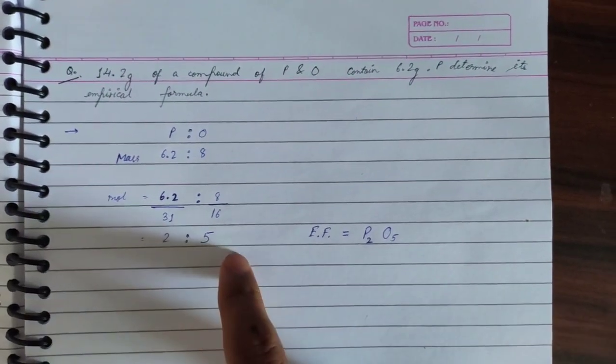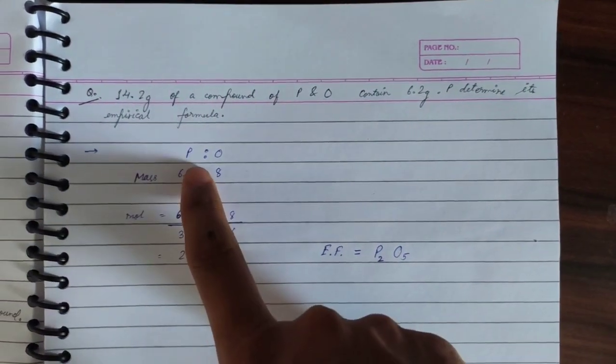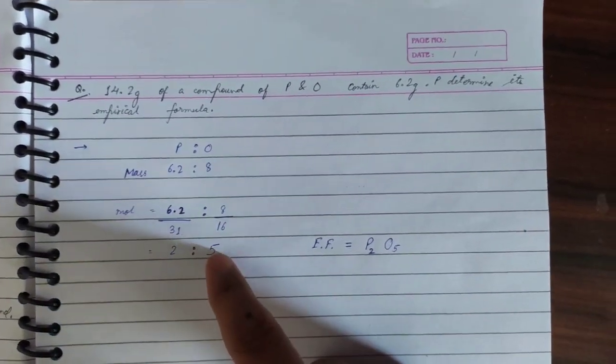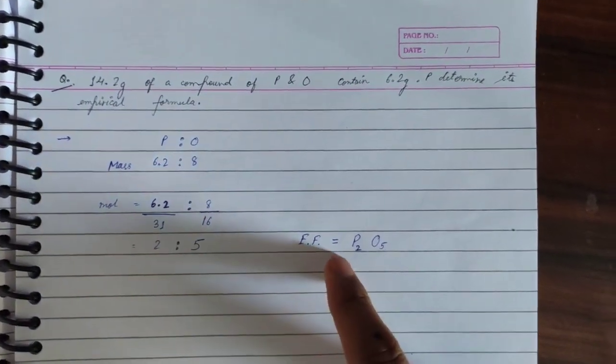So 6.2 by 31 is to 8 by 16. It gives us 2 is to 5. Now empirical formula will be 2 atoms of phosphorus and 5 atoms of oxygen. So it becomes P2O5.